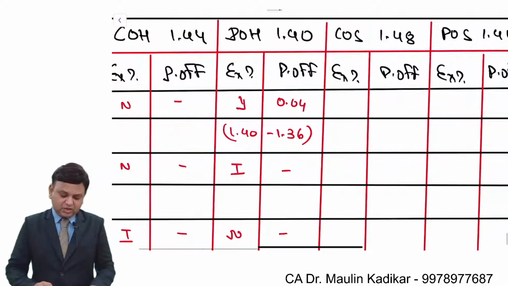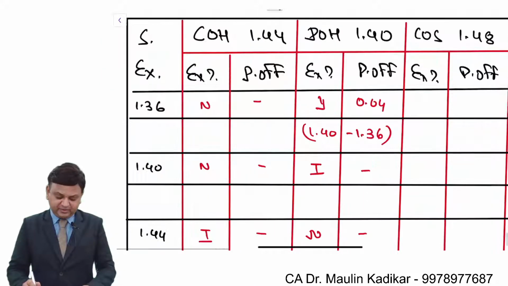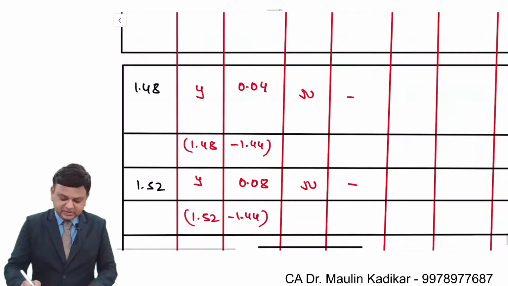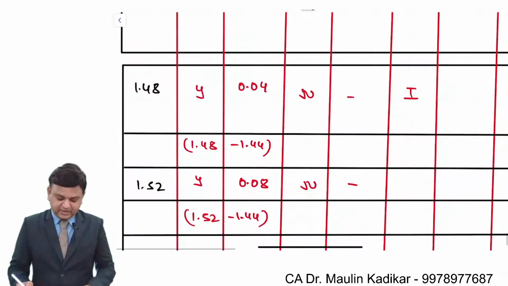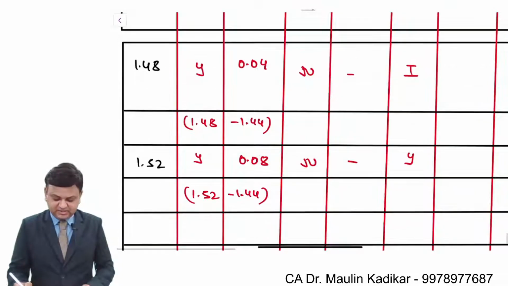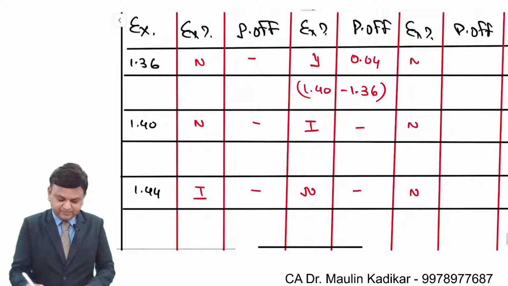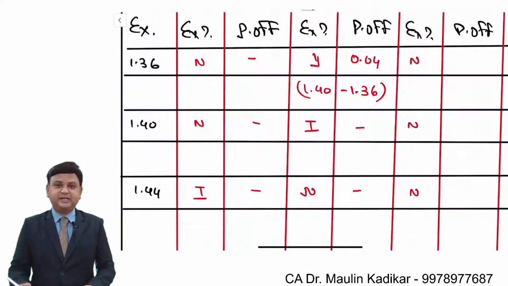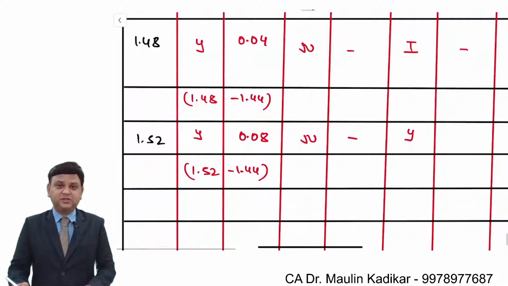Next, call option sale means I have sold a right to somebody that you can purchase from me at the rate of 1.48. So when the spot and exercise are same, in that case he is indifferent. When the price is more, he will exercise. When the price is less, he will not exercise. So first of all, we will write exercisation. If he does not exercise, then in that case the payoff is 0.